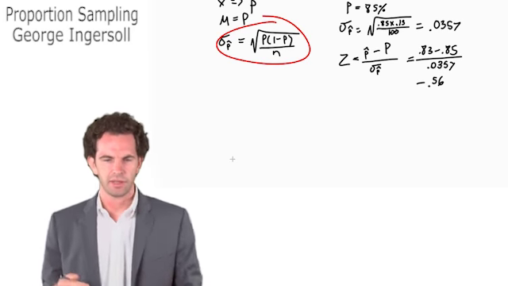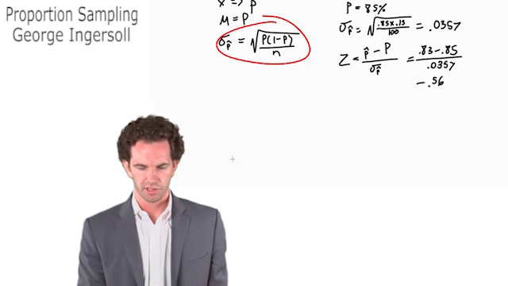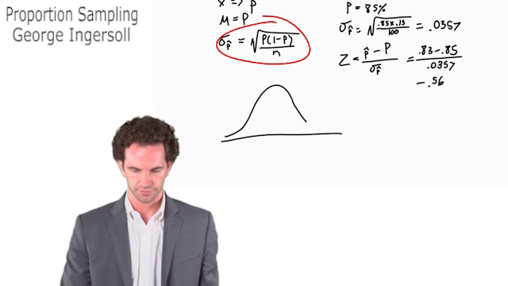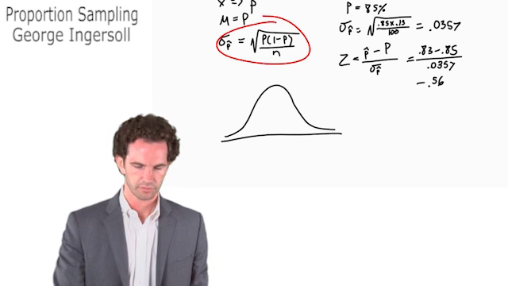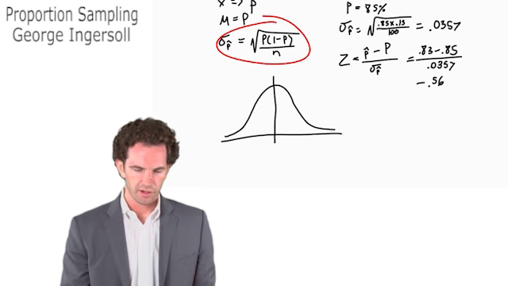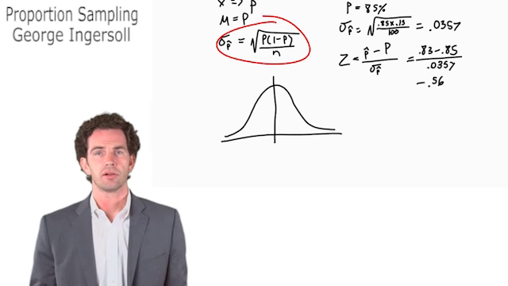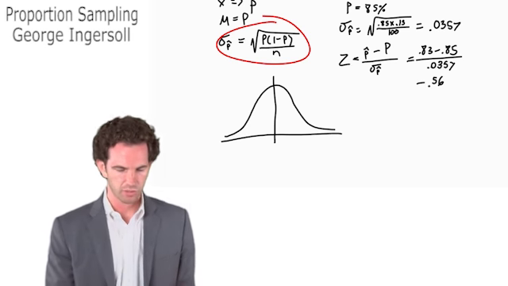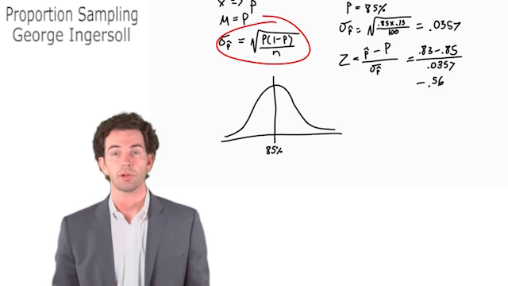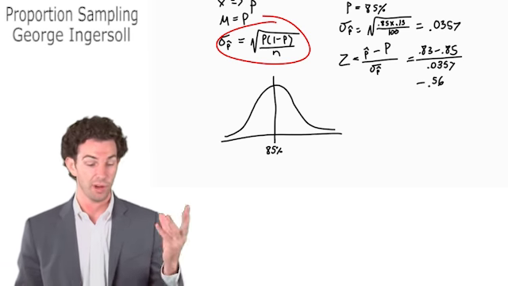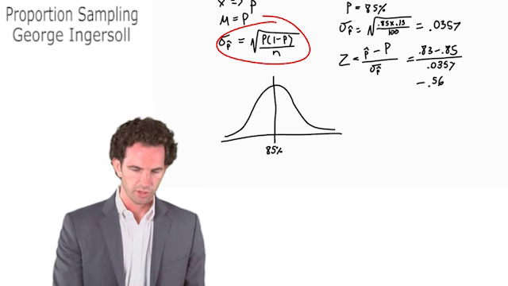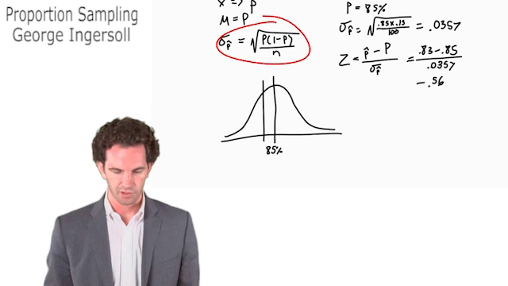So I'm going to draw my normal distribution. I always encourage you guys to draw your normal distributions. It's just helpful. I've got lots of practice doing it now. All right, our assumption here, the hypothesis, was that 85% support. That's the thing that we're trying to test. Do 85% support?